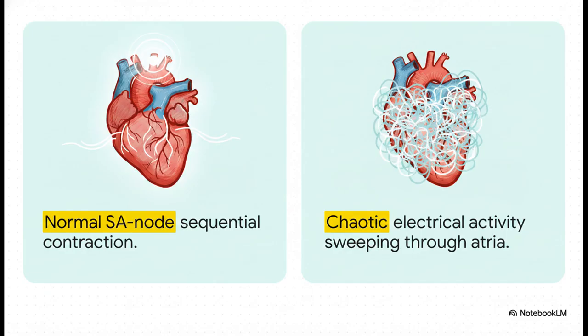Instead of one clear signal, you get chaotic, totally disorganized electrical activity sweeping through the atria. We're talking hundreds of tiny micro-reentrant circuits and ectopic foci firing off all at the exact same time. And because the atria are essentially just quivering instead of giving a good solid squeeze, this electrical chaos completely abolishes the normal atrial kick that usually tops off the ventricles right before they pump.